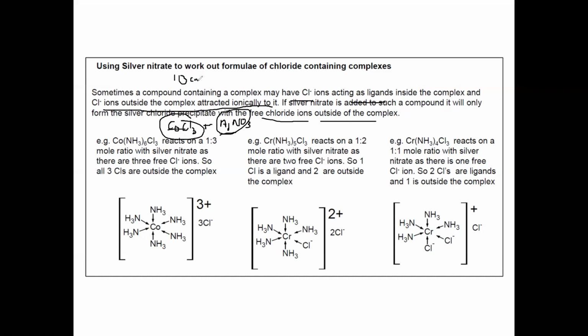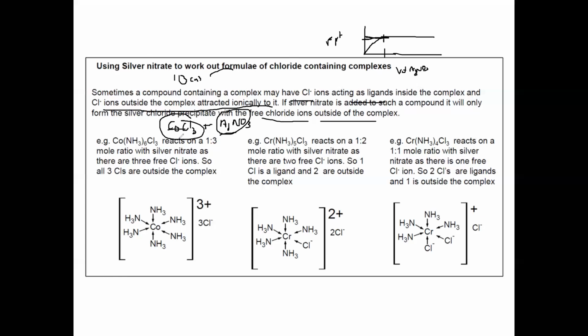If I take 10 cm cube of cobalt 3 chloride, I first add 5 cm cube of silver nitrate, then a further 5 cm cube. We keep adding until the height, or size, of the precipitate does not change. So this is the volume of silver nitrate added, and this is the precipitate height. Once the height is constant, it shows that no more precipitate is forming, which is the point where the reaction is complete. So you can compare the ratio of the volumes.